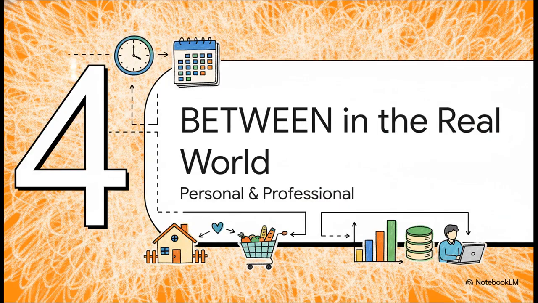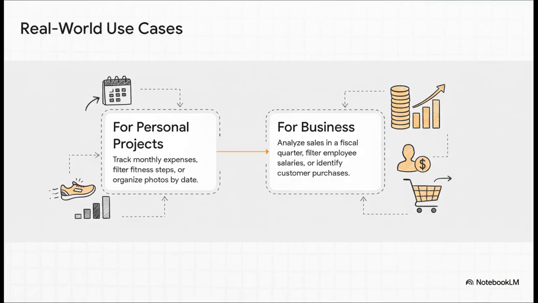So we get the what, and we get the how. But where are you actually going to use this thing? Let's connect the dots from the technical stuff to some practical, real-world applications. For your own stuff, you could build a personal expense tracker and use between to find all your spending in March. Or maybe you're tracking your fitness data and you want to see how many days your step count was between, say, 8,000 and 12,000 steps. And in the business world, it's everywhere. Analysts use it to look at sales for a specific quarter, HR uses it to find employees within a certain salary band, and marketing uses it to identify customers who make those really valuable mid-range purchases.